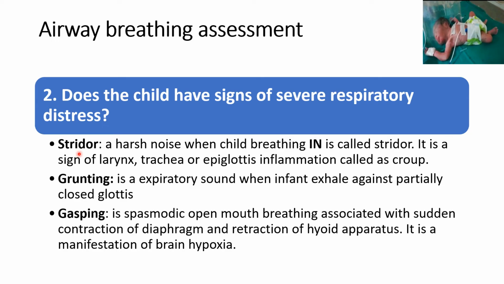So stridor suggests that the child is suffering from laryngotracheal bronchitis or epiglottis inflammation. It is a harsh noise audible during inspiration when the child is breathing in. Remember, when the child is breathing in, if an audible sound is there with suprasternal retraction, that means it is stridor. It suggests the child is having involvement of the larynx, trachea or epiglottis, either inflammation or congenital malformation.